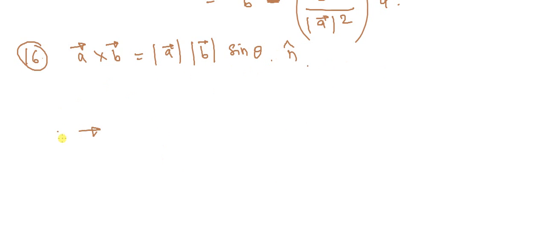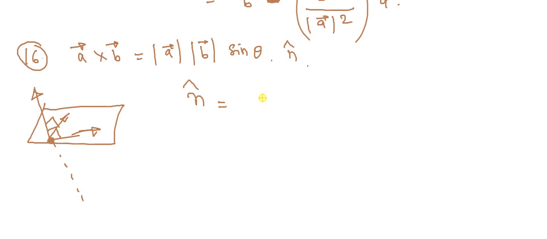Obviously, if A vector is here and B vector is here, then obviously they are in a plane. Then the perpendicular vector is here, either this way or this way, perpendicular to both of them simultaneously. That will be the direction of n unit vector. So n unit vector will be equal to plus minus 2. Why plus minus 2? Either it can be upwards or downwards. So that is why we'll be taking two directions here. A vector cross B vector upon A vector cross B vector whole mod.